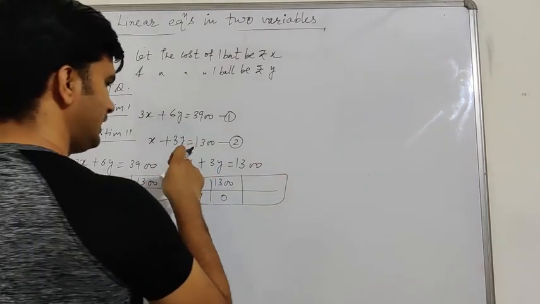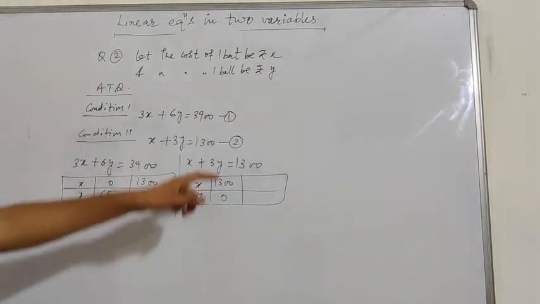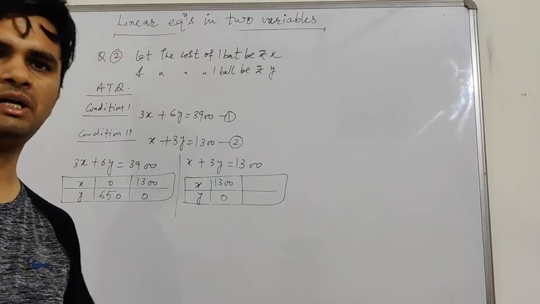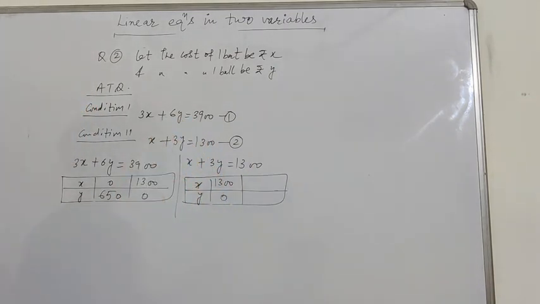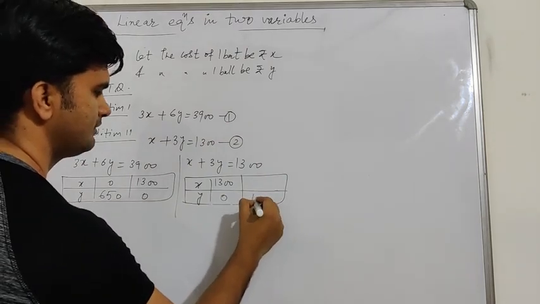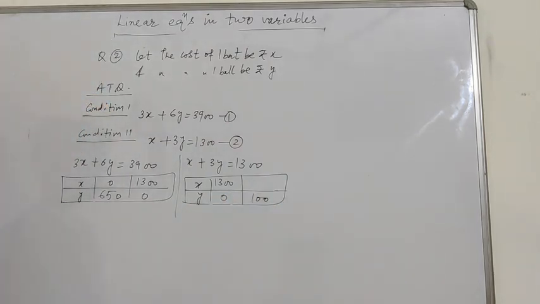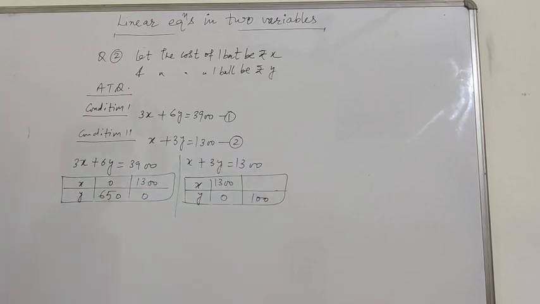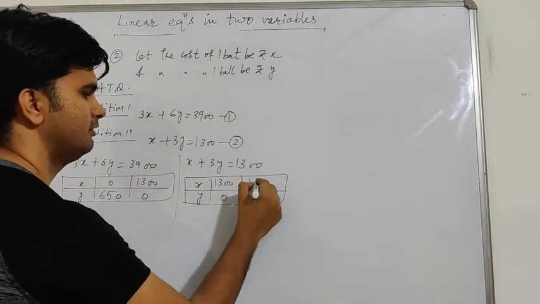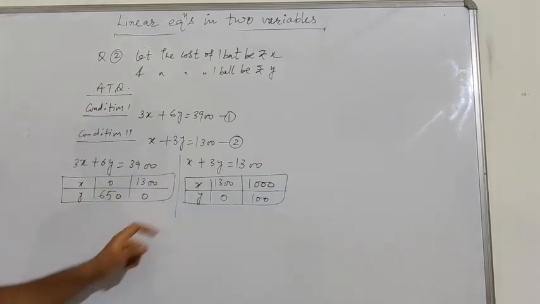And if I put x is equal to 0, we will get the value in fraction, 1300 by 3. We will not use this value which comes in fraction, so assume another value. Suppose y is equal to 100. Then x plus 300 is equal to 1300, and x is equal to 1000. 1300 minus 300 is equal to 1000.